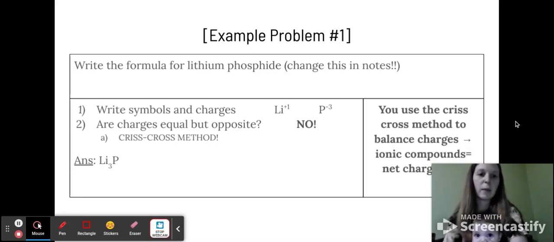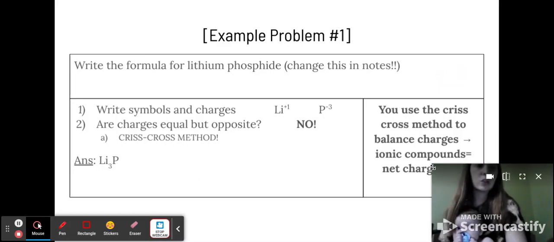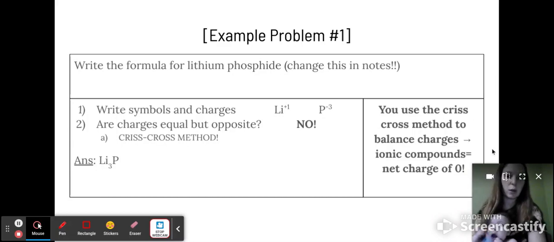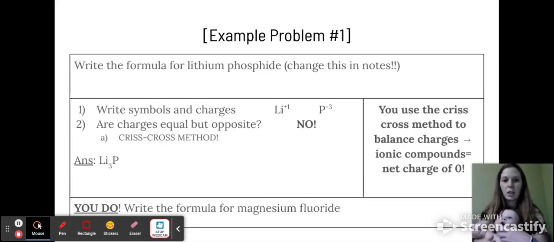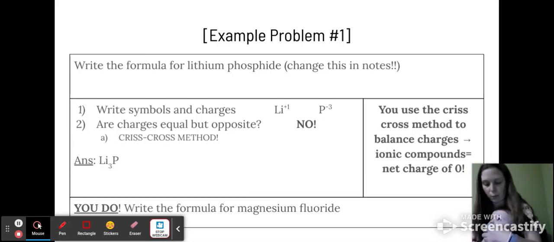You use the crisscross method to balance the charges because an ionic compound should always have a net charge of 0. All right, so you go ahead and try the next example. Pause the video and try to write the formula for magnesium fluoride.